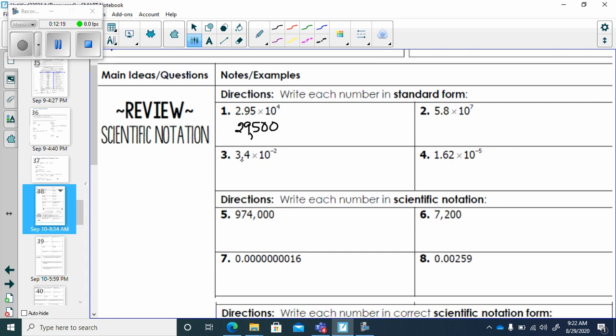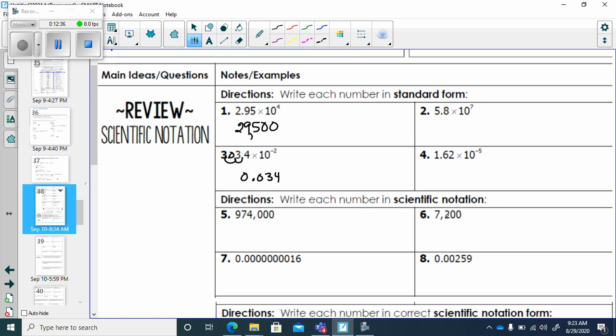How about this number if I wrote it in standard form? That means I need to move the decimal 2 places, doesn't it? Okay? 0.034. It's a negative exponent, so I'll make it a very small number. When I've got this, guys, I can put a 0 in front of your decimal as a placeholder.